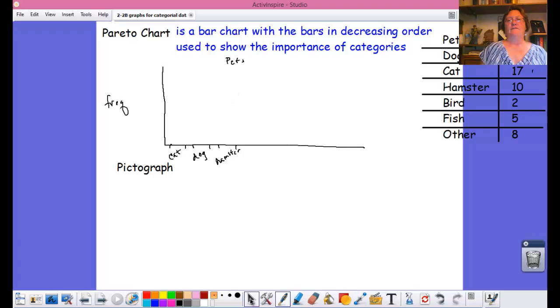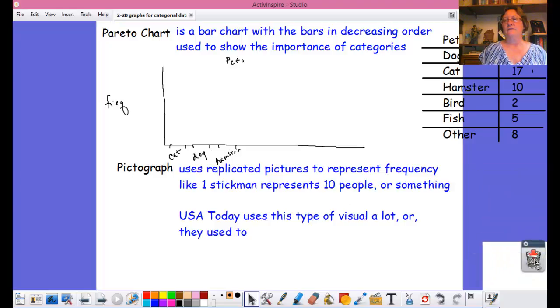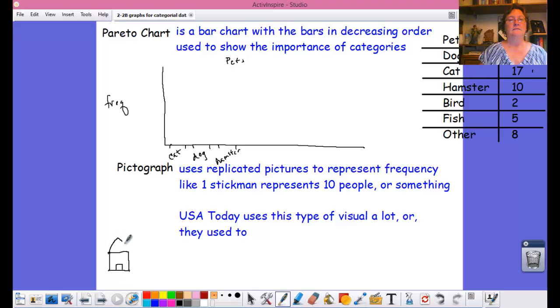A pictograph is something that you might remember from your younger days. A pictograph uses a duplicated or replicated picture over and over again to represent a frequency. Like you could use one stick man for 10 people or something like that. If we were going to do the pet data that way, we'd probably say one doghouse is equal to 5 pets.